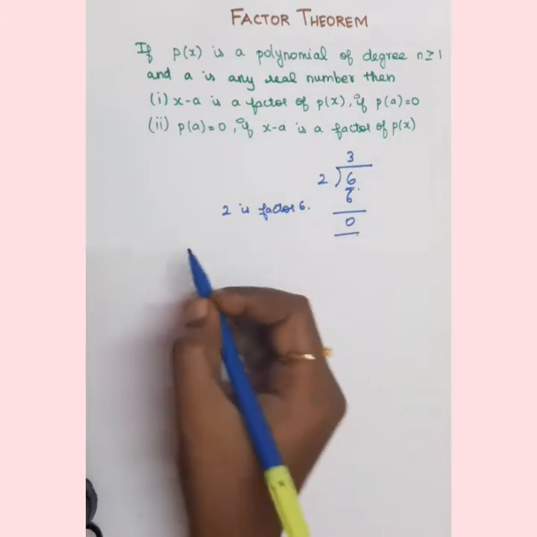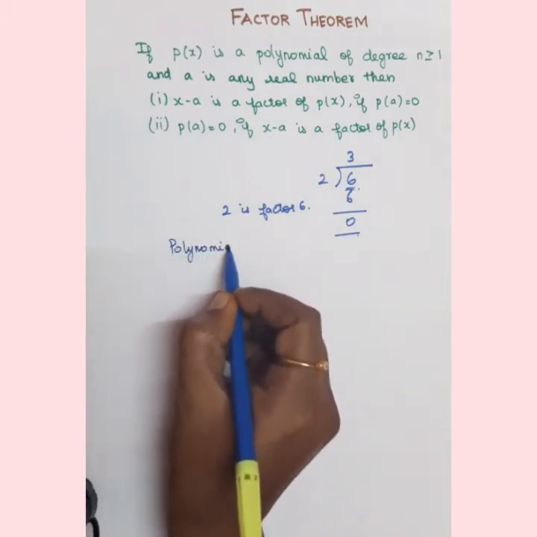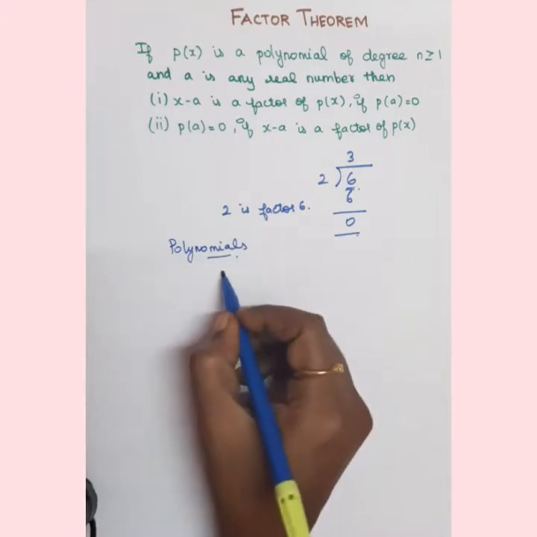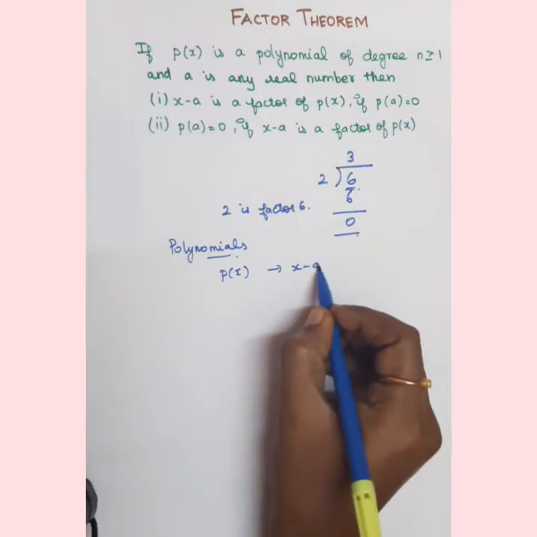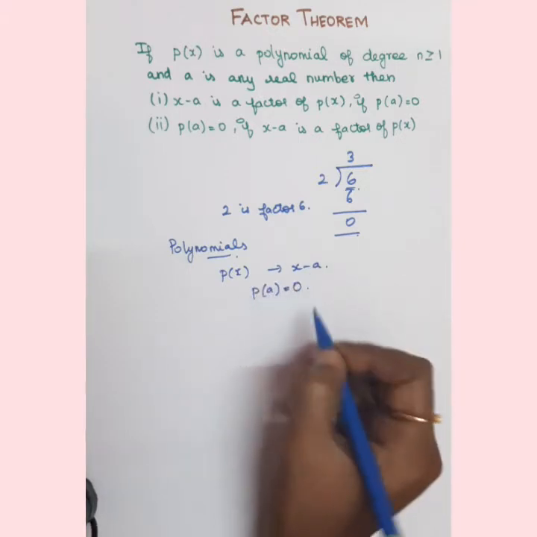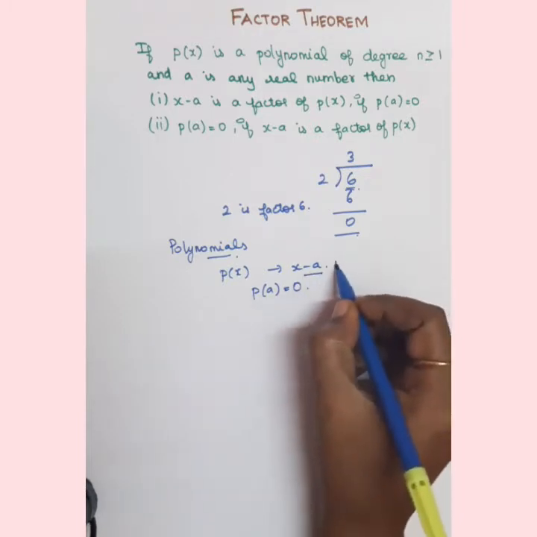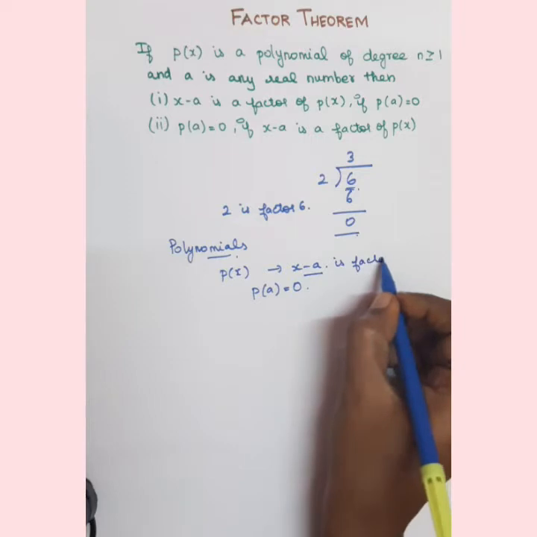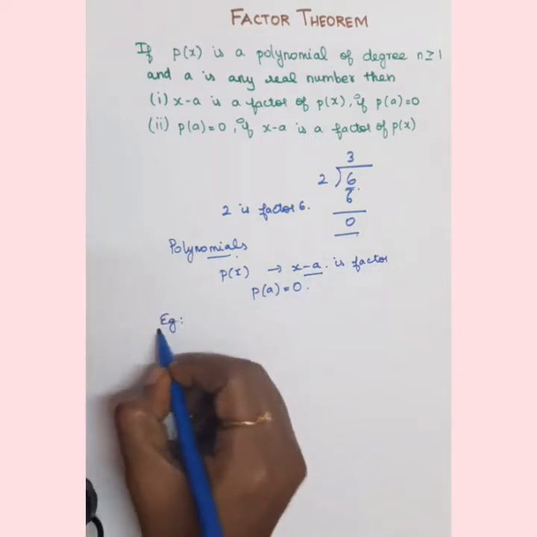In the same way, if we divide polynomials, if p of x is divided by x minus a and you get the remainder as 0, you can say that x minus a is a factor of p of x. Okay, let me show that with an example.